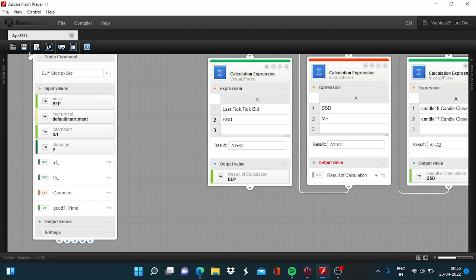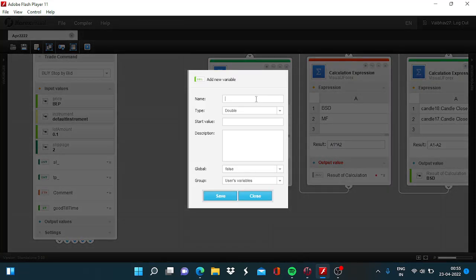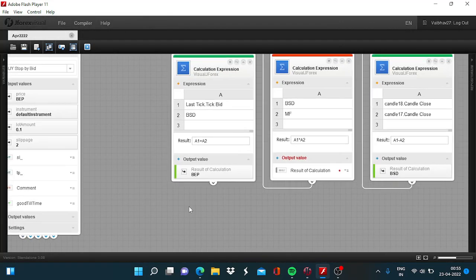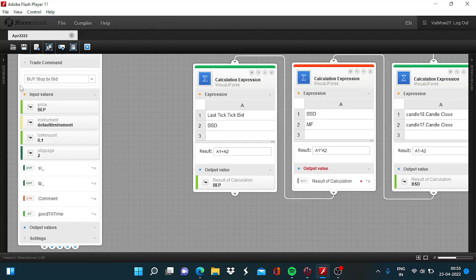So I need to add the pip conversion factor. Since Euro USD has 4 decimal points, we will simply multiply it with 10 raised to the power 4, that is 10,000, to get it in the integer data type. Oh, I have committed an error. It should carry the name, not the value, and value needs to be on the lower side. Alright, sorry for earlier mistake. Now I have corrected it.